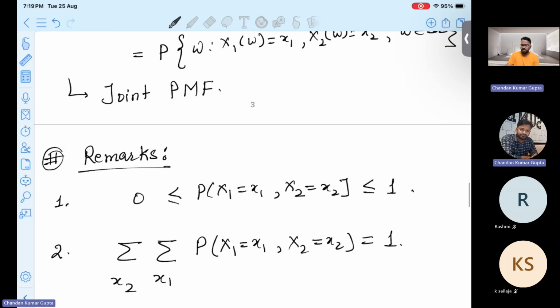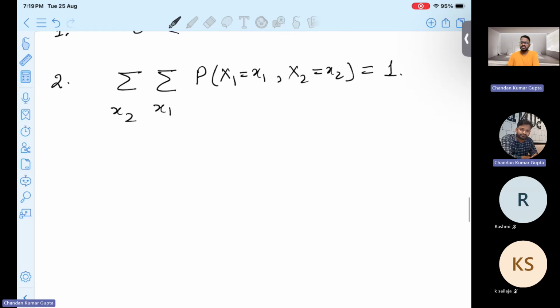Now, since we have a joint PMF, with the help of the joint PMF we can calculate the marginal PMF.